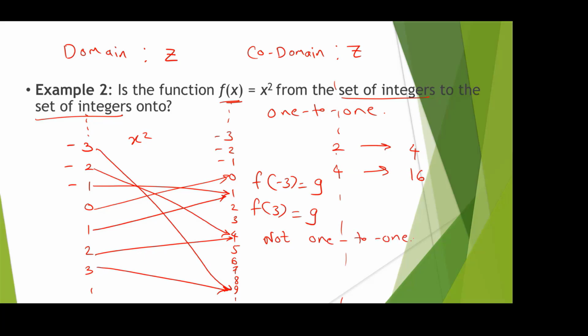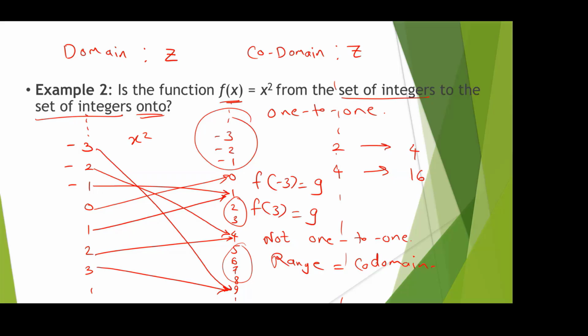And the second condition, if we want to check for onto, we have to check if the range is equal to the codomain, which is also not the case. There are many values which are not squares, 2, 3, 5, 6, 7, 8. Those values will never participate in the function.